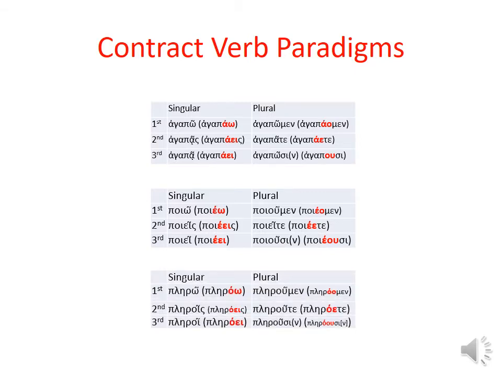For the omicron class, plērō, plēroiς, plēroi, plēroumen, plēroute, plērousin. And now you. Plērō, plēroiς, plēroi, plēroumen, plēroute, plērousin. That's all there is to it. Recite them till you know them, and write them out till you get them perfect.